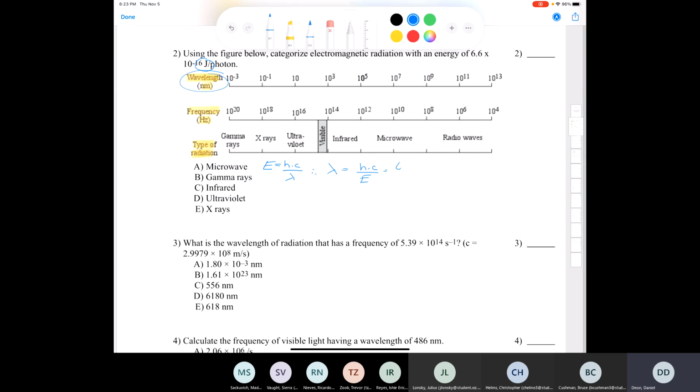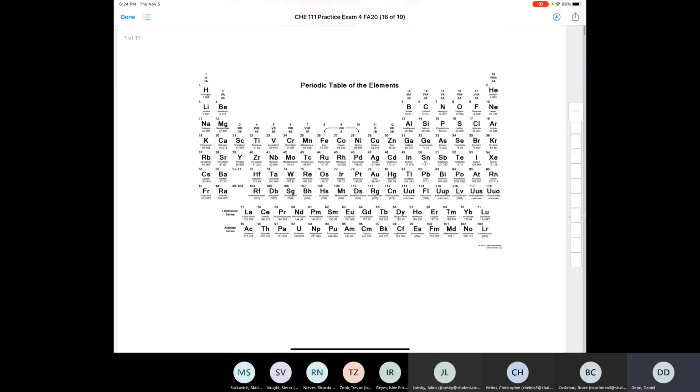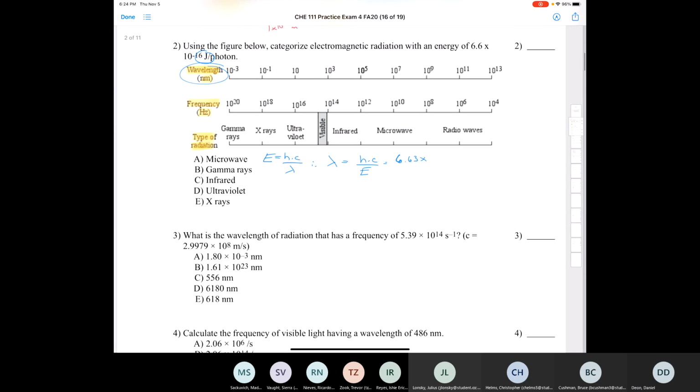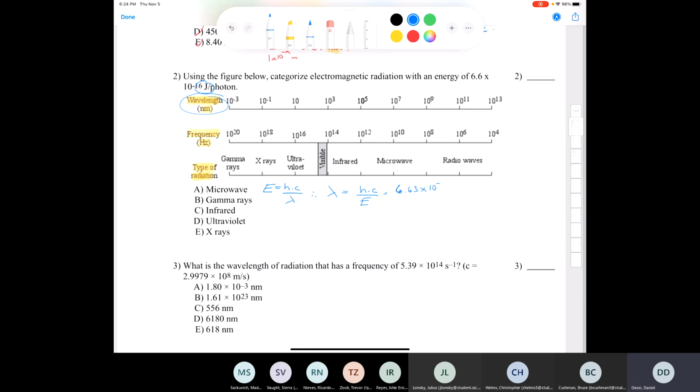We have Planck's constant, which is 6.63 times 10 to the negative 34 joule seconds, times the speed of light, which is 3.00 times 10 to the power of 8 meters per second, divided by my energy, which is 6.6 times 10 to the negative 16 joules per photon. And again, a photon is just a bundle, a package of light energy. When we punch all that into our calculator, we get that our wavelength is equal to 3.0 times 10 to the negative 10 meters.